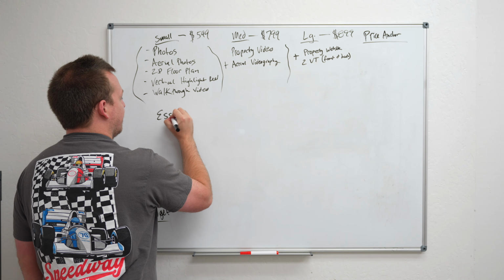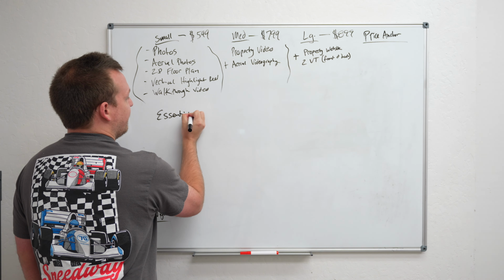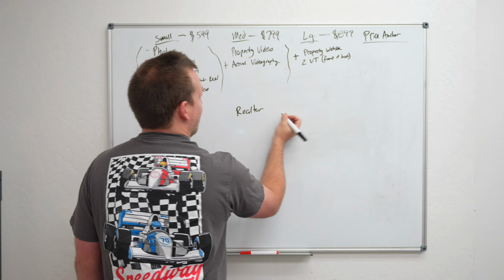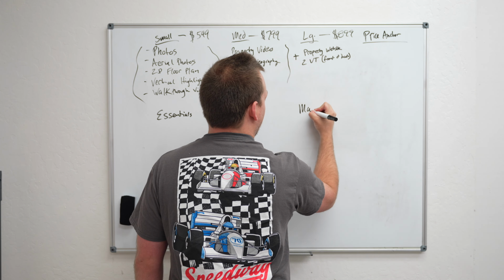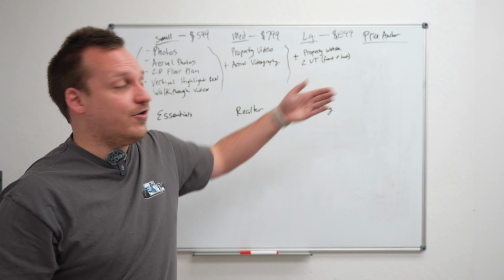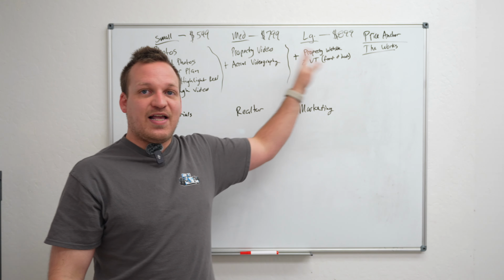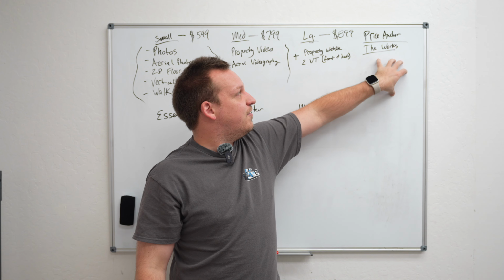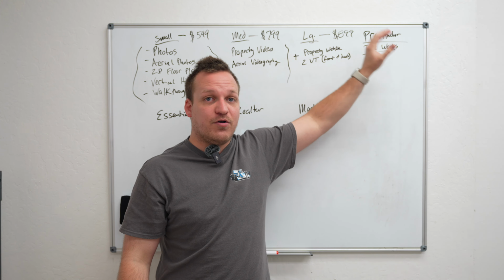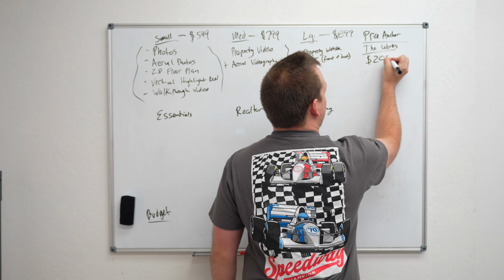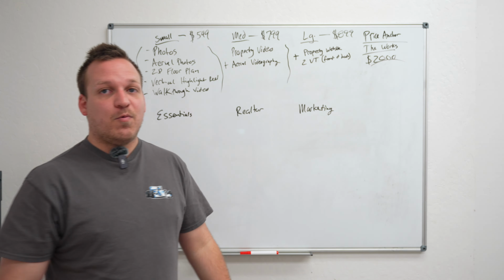I mean, I think my lowest one is the Essentials bundle. The medium one is the Realtor bundle, and the large one is a marketing bundle. And then the fourth, the price anchor, is going to be the Works. The way that this sales ladder works is very heavily dependent on the price anchor, the largest package, because we're gonna price this something stupid like $2,000. Why? Why do we do that?